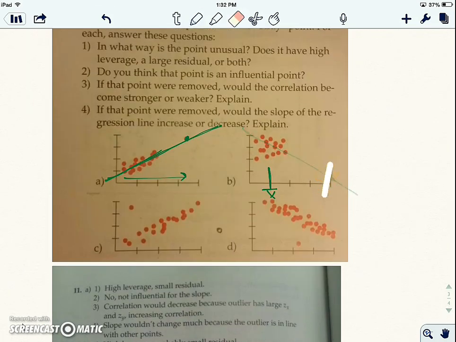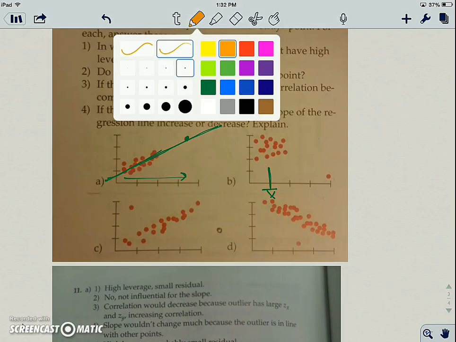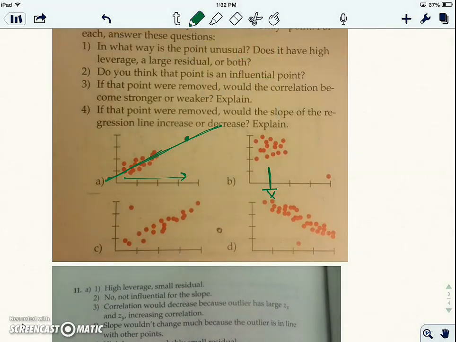So again, if we took away this point, we now have like no correlation. It's totally weak. You add this point in, it's going to pull the line. It's almost like a bozo point. It's adding correlation, or making it seem like there's something going on when there's really not.